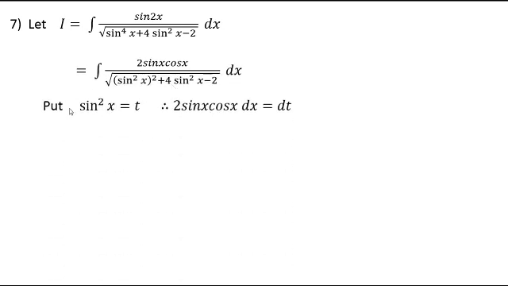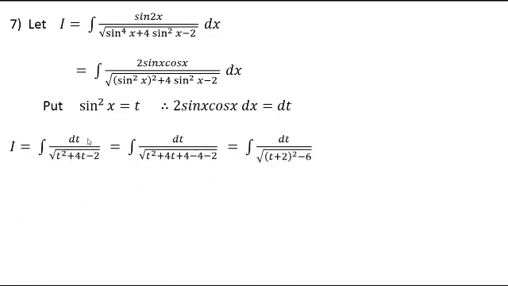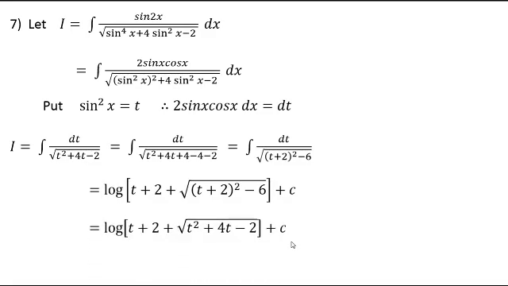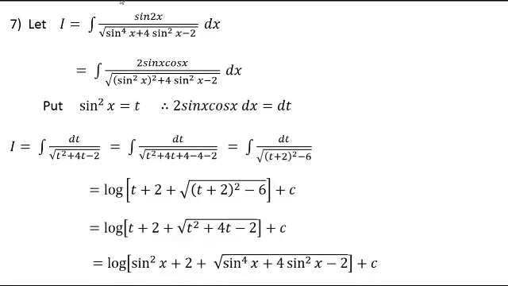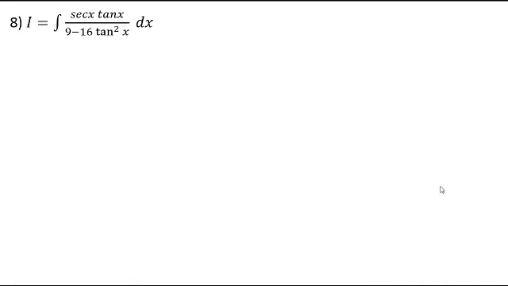Derivative of sin square x is 2 sin x into cos x, and that 2 sin x into cos x is sin 2x. So this sin 2x dx means 2 sin x cos x dx, that will become dt, and problem will be converted into dt upon root of t square plus 4t minus 2. You can make it complete quadratic and convert it in the form 1 upon root of x square minus a square, and we have formula for that. Substitute the value of t and write answer in the language of x. So this is how to convert problems into linear upon quadratic.